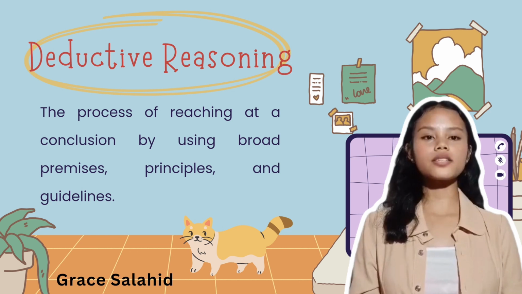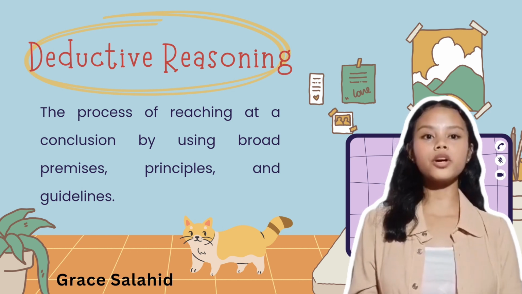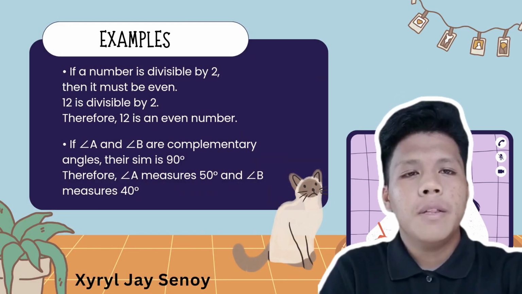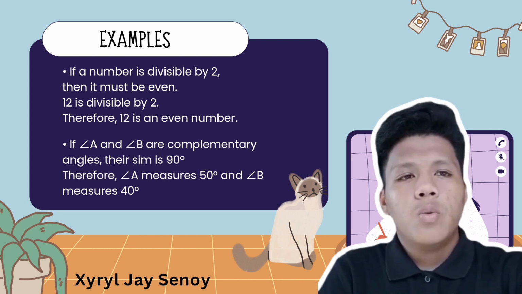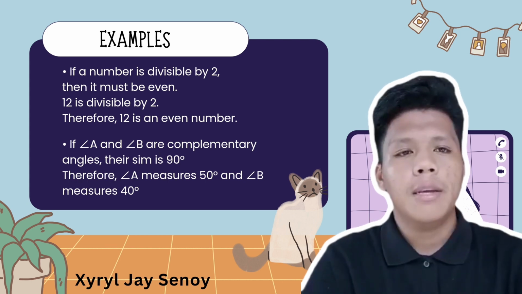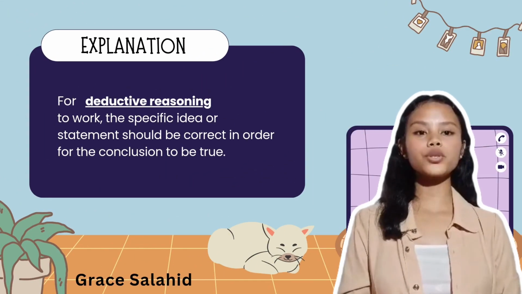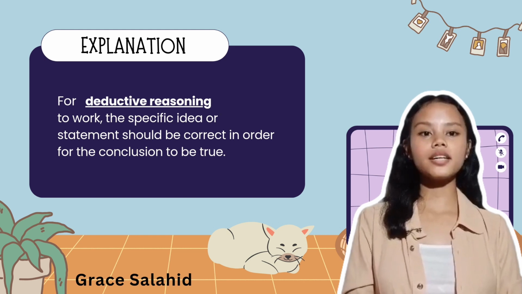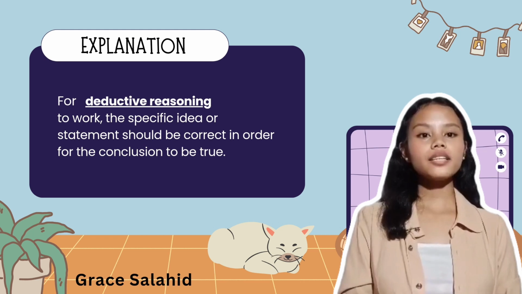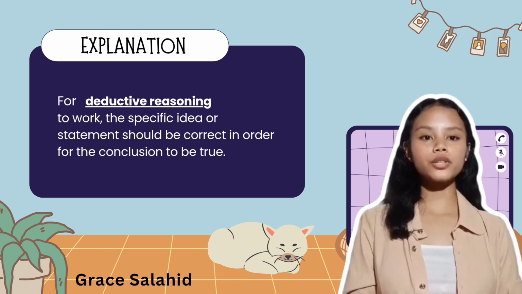Deductive reasoning is the process of reaching a conclusion by using broad premises, principles, or guidelines. Example: if a number is divisible by 2, then it must be even. 12 is divisible by 2, therefore 12 is an even number. Another example: if angle A and angle B are complementary angles, their sum is 90 degrees. Therefore, angle A measures 50 degrees and angle B is 40 degrees. Deductive reasoning is an approach to logical thinking where a specific idea is derived from a general idea. For deductive reasoning to work, the specific statement should be correct in order for the conclusion to be true.